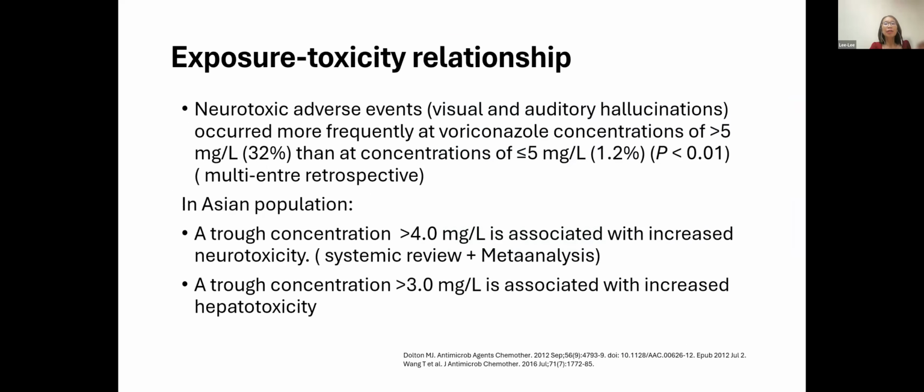Exposure-toxicity relationships: neurotoxicity of voriconazole is more frequently seen when the concentration is above 5 mg per liter. In fact, in Asian populations, a trough concentration above 4 is already considered associated with increased risk of neurotoxicity. And when the trough concentration is more than 3, we already have to worry about the possibility of hepatotoxicity.